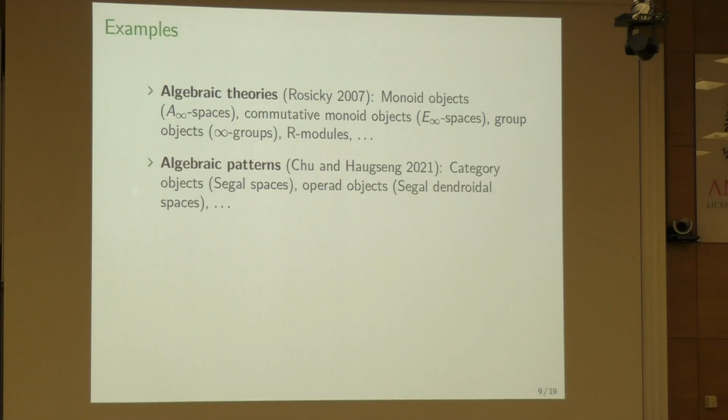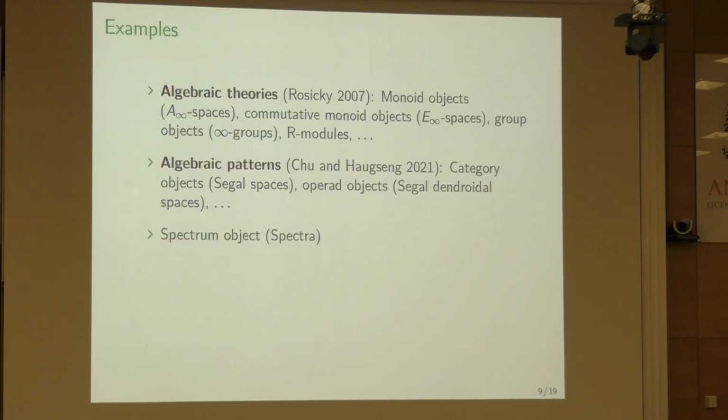Then there is recent work that I think was presented at an International Category Theory Conference 2 or 3 years ago by Chu and Haugseng, which is called Algebraic Patterns, which is very close to a limit infinity sketch, and it allows us to define more things like category objects or operad objects, which in this homotopy coherent mindset are called Segal spaces or Segal dendroidal spaces, and there are many more examples like n-categories, and there is plenty here.